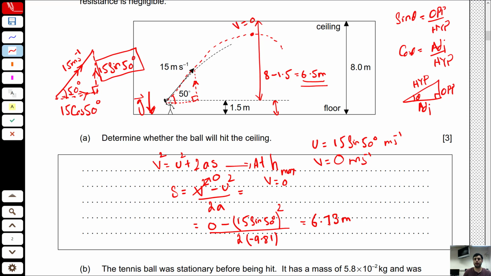6.73 meters. So that is the maximum height that the ball can reach. And as you can see, this maximum achievable height is bigger than 6.5 meters, which means it will definitely go beyond the ceiling, so it will definitely hit the ceiling.